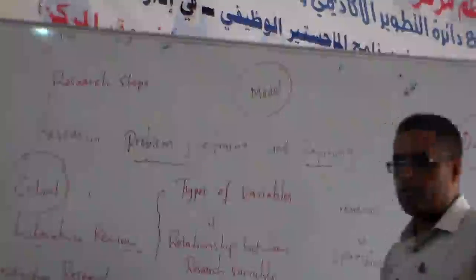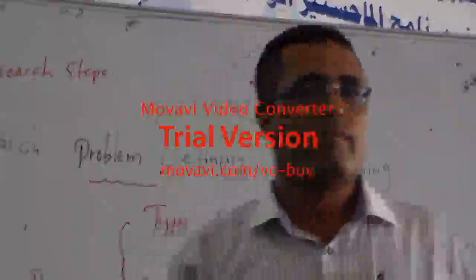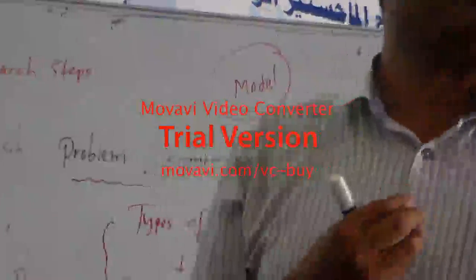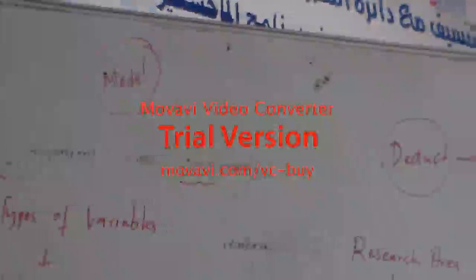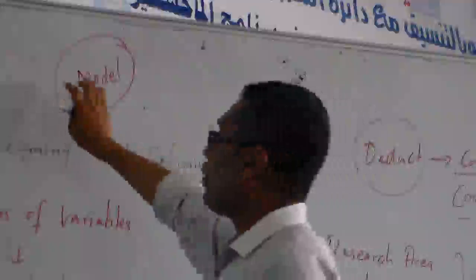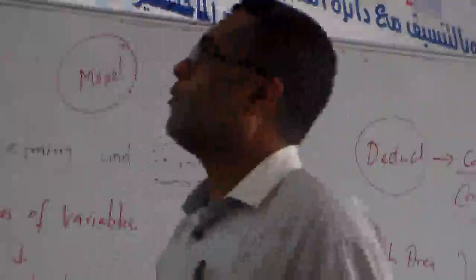Have you heard about this word before? Model. How to model a problem. You have a problem. How to model this problem means how to express this problem in terms of modeling. We can construct a model that describes the problem.